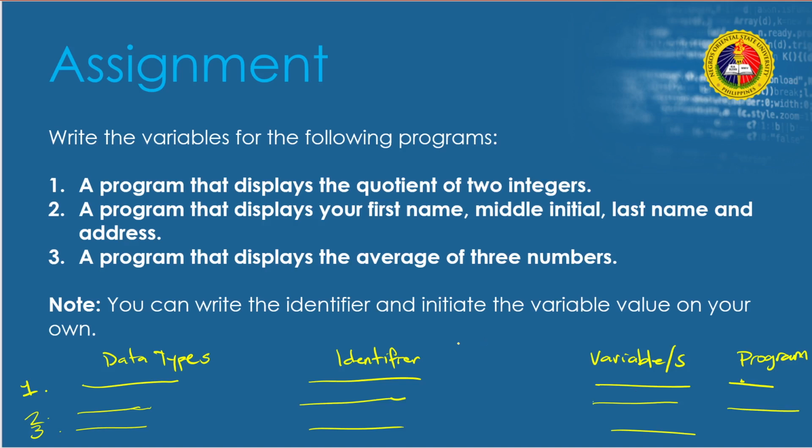And then for number 3, list down the data types to be used, write down the identifier, write down the variable, and then attach the screenshot for your program. Both the code and the output. Then the deadline is going to be next week.